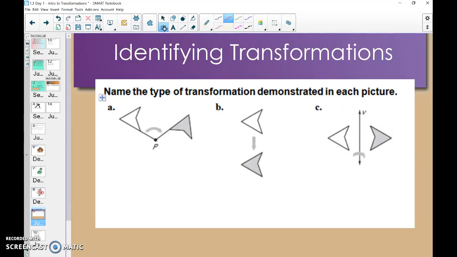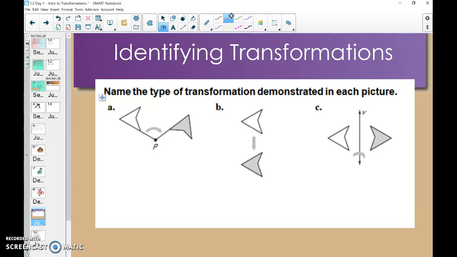Okay, so now we're just going to do some basic naming of the 3 types. So I want you guys to pause here real quick. If you haven't done so already, name which type is which. Which one of these pictures is rotation, which one is reflection, and which one's translation. And then hit play and you can see the answers. So go ahead and pause here.